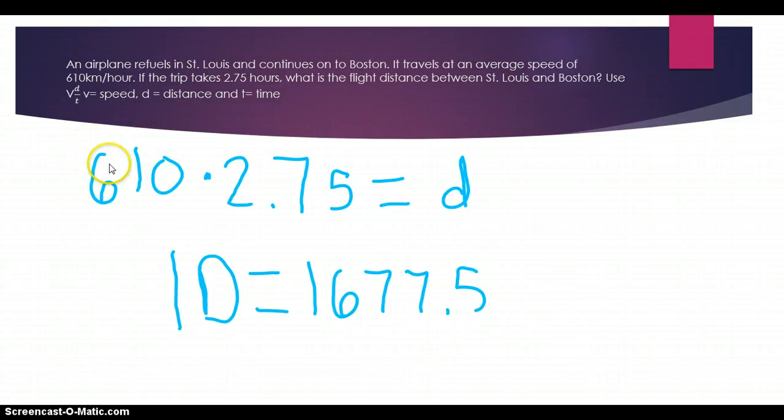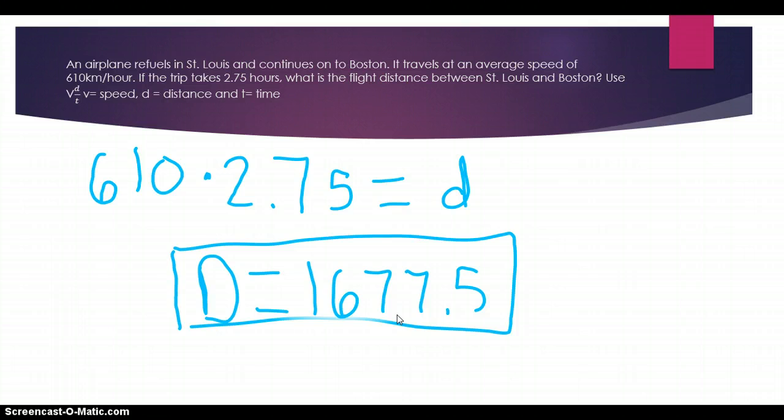First, I did 610 in place of the speed, and then I multiplied it by 2.75 equals D. D equals 1677.5, and then I labeled my answer.